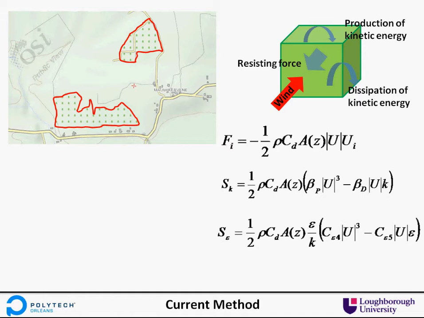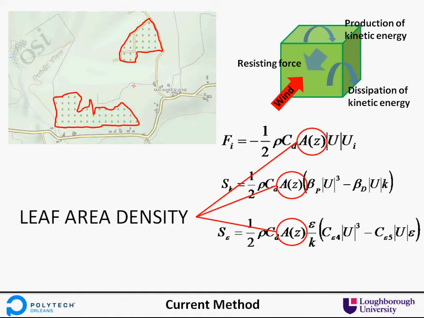And most of those terms and variables are probably going to be familiar to most of you, except perhaps this A(z) term. That's the leaf area density. And what that does, it describes the vertical profile of the canopy, the vertical structure of the canopy. So let's see how that's actually derived.